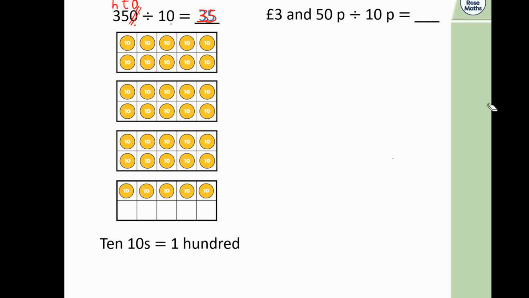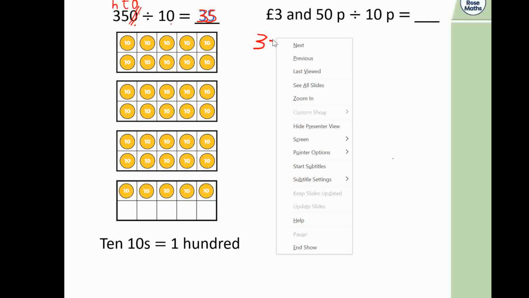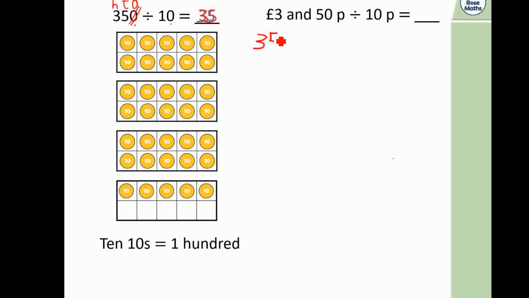Okay, right, now we're going back to pennies and pounds. Can anyone remember how many pennies are in a pound? How many pennies? 100. So if it's £3, how many pennies are there in that? Right, 300. Now I'm not going to write the 0 here because we've got 50, yeah? So 300 pennies and 50, which makes 350. So basically, we've got 350p here.